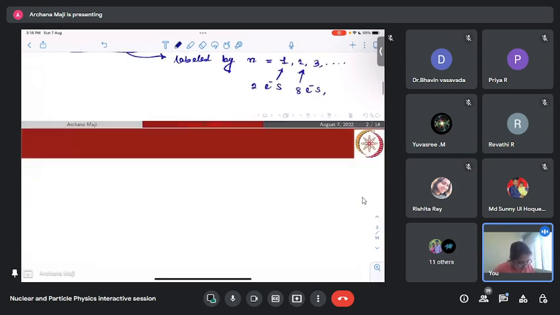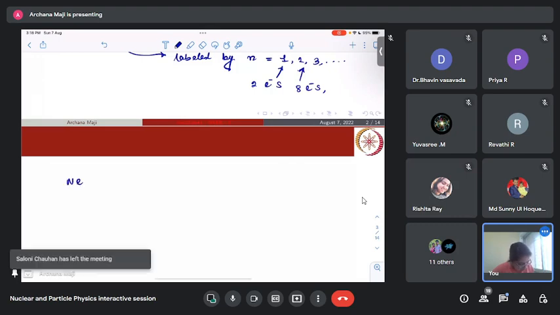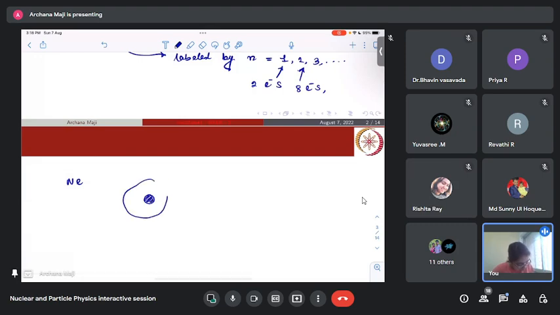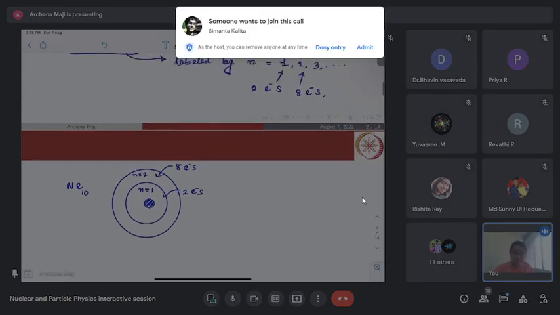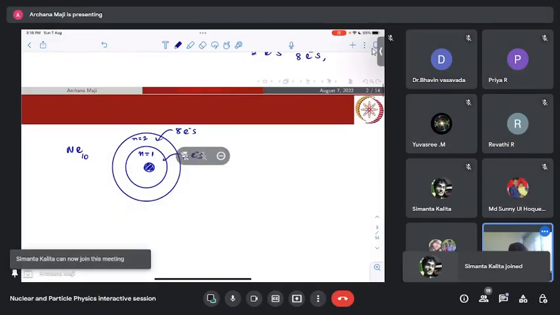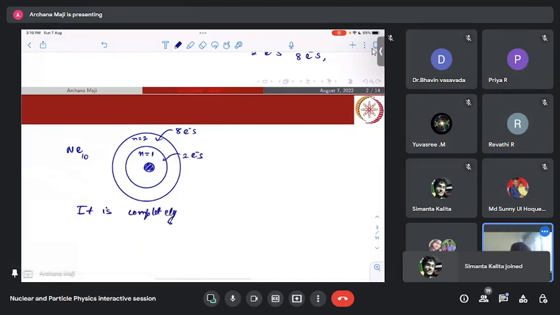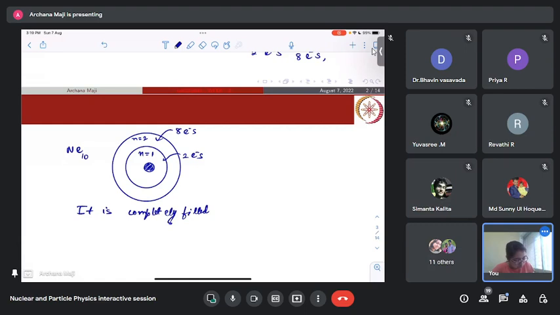So if we are considering neon, for example, consider this to be the nucleus, and then the n equal to 1 shell contains 2 electrons in it, the n equal to 2 shell contains 8 electrons in it, right? So that's why it is completely filled, and this entire thing is what we will call the inert core.